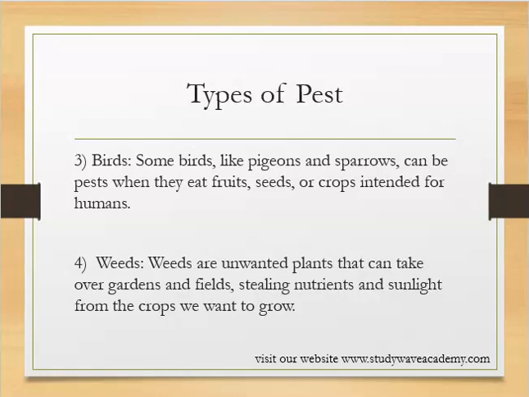We have the weeds. Weeds are unwanted plants that can take over the gardens and fields, stealing nutrients and sunlight from the crops we want to grow. Weeds are unwanted plants. They are not needed because they will be competing with your crop or your plants, taking their nutrients, the sunlight, and the water. So weeds are also types of pests. Okay, did we understand that?